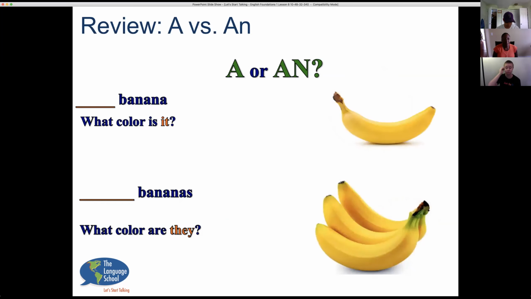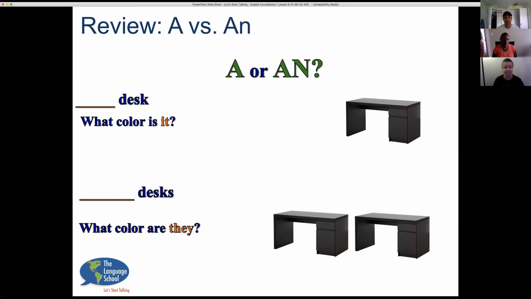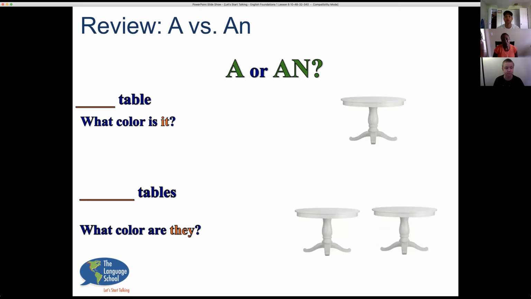Francis? A banana. What color is it? A banana is yellow. Some bananas. What color are they? They are yellow. A desk. What color is it? A desk is black. And some desks. What color are they? They are black. Francis? A table. What color is it? A table is white. Some tables? They are white.